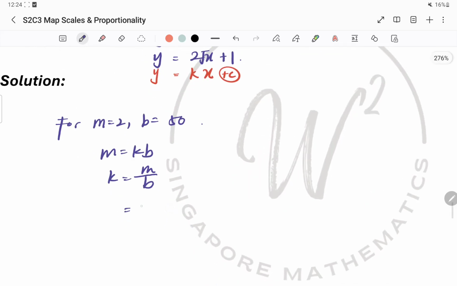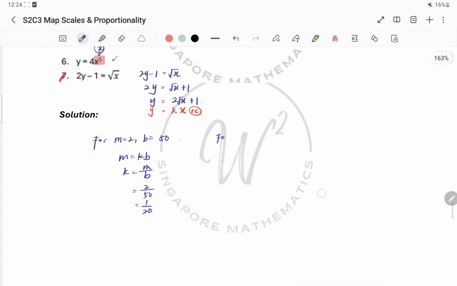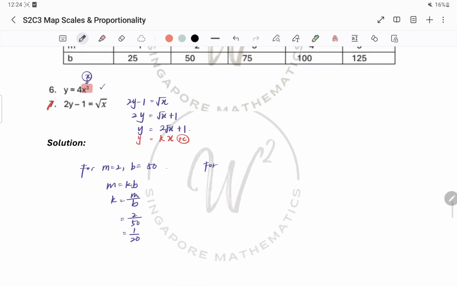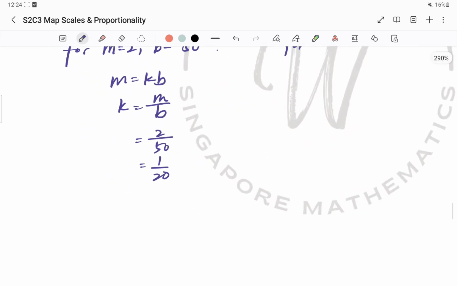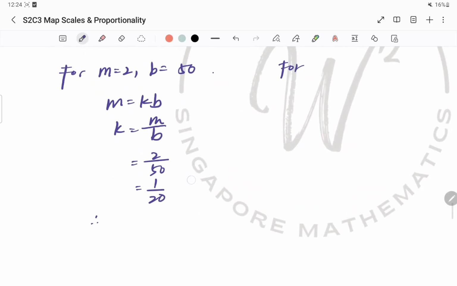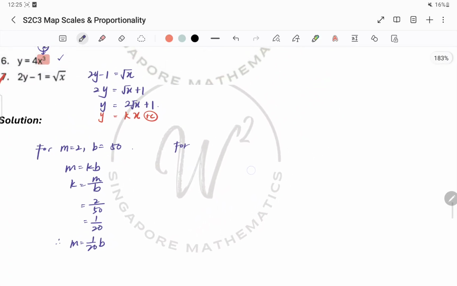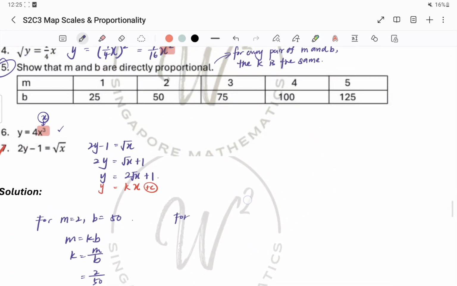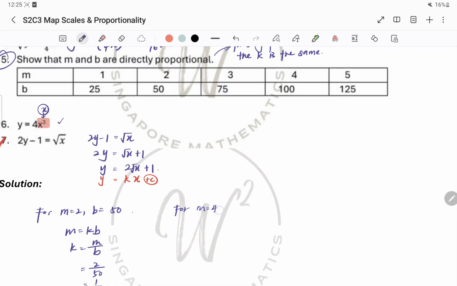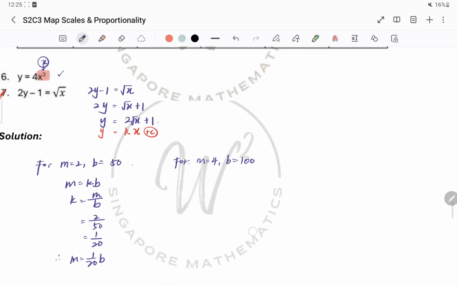So in this case, if M equals to 2, B equals to 50, here we will have 1 over 20. Right? Next, you need to prove. Then this one, your equation you get should be m equals to 1 over 20 times b. So let's say for the next one, for m equals to 4, b equals to 100. Okay, then what is the k value? So k value, we use this formula, m over b. So you get 1 over 20.